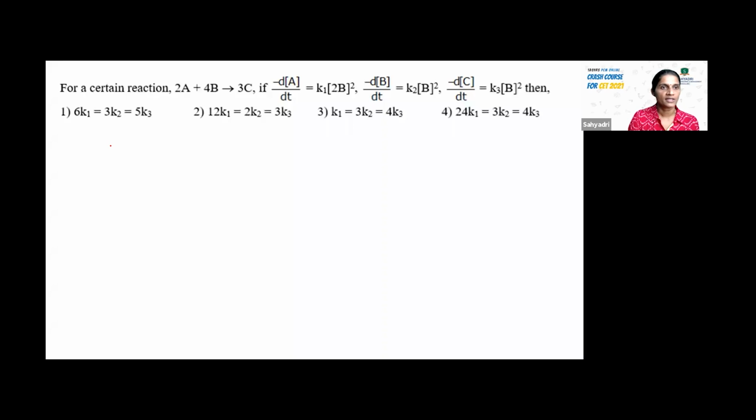Look at this. First, you equate. That is minus d[A]/dt, it's half into, 1 by 2 into minus half of this. Option D. Very good. Let's see. d[A]/dt is equal to, with respect to B, minus 1 by 4 times d[B]/dt is equal to plus 1 by 3 times d[C]/dt.